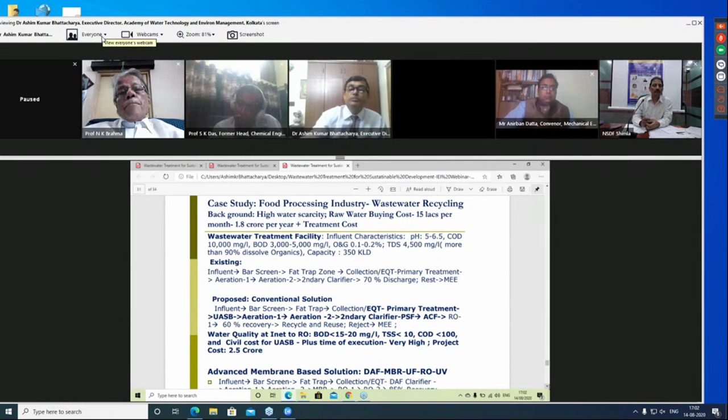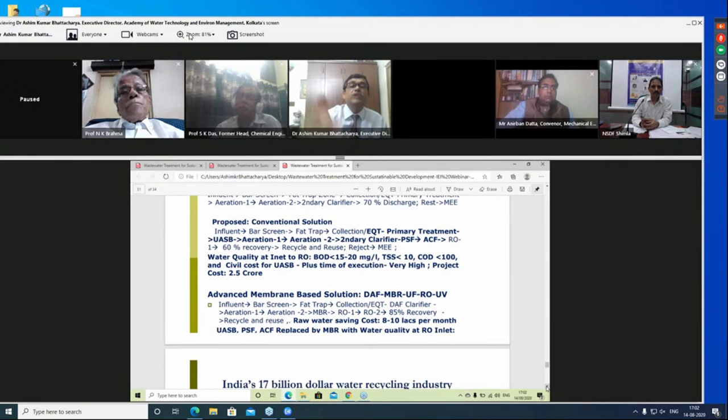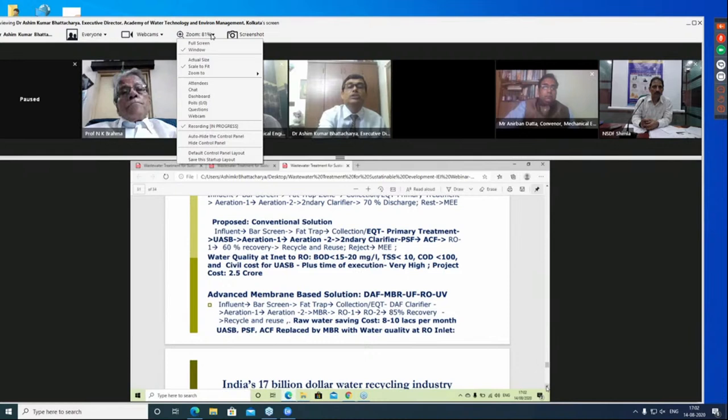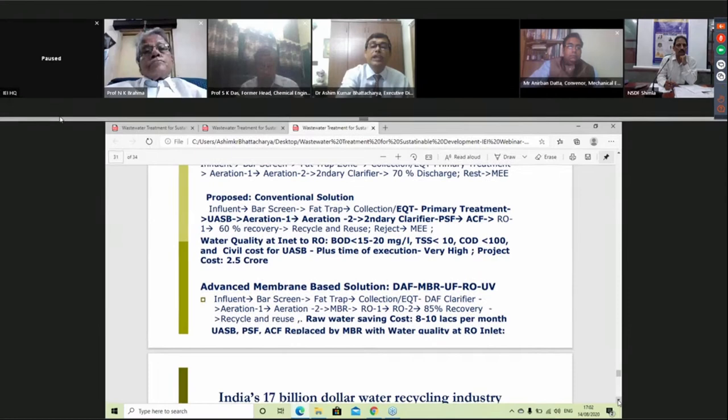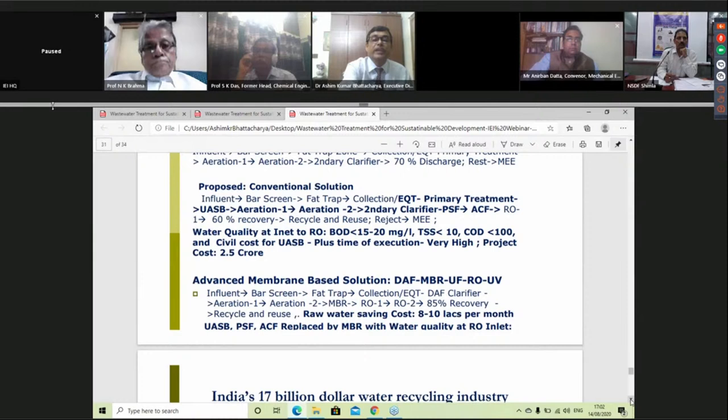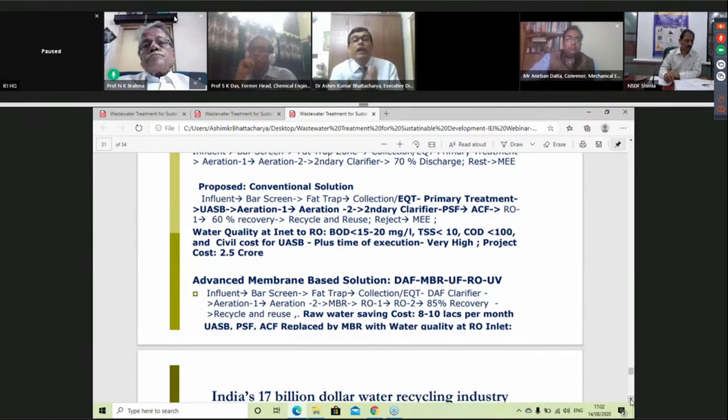Because high oil and grease is there, we proposed an advanced membrane-based solution with DAF technology. We install a DAF clarifier, followed by an aeration tank, then MBR, then UF, followed by two-stage RO. The raw water saving is 8 to 10 lakhs per month. USB, PSF, and ACF are replaced by MBR, with water quality of BOD less than 5 and COD less than 50.